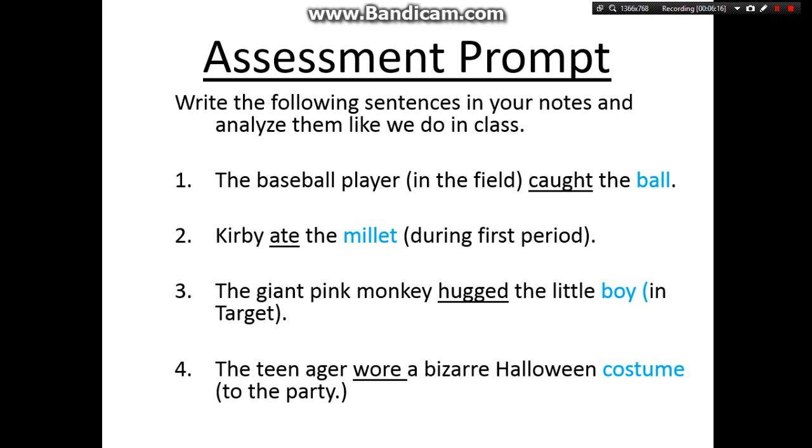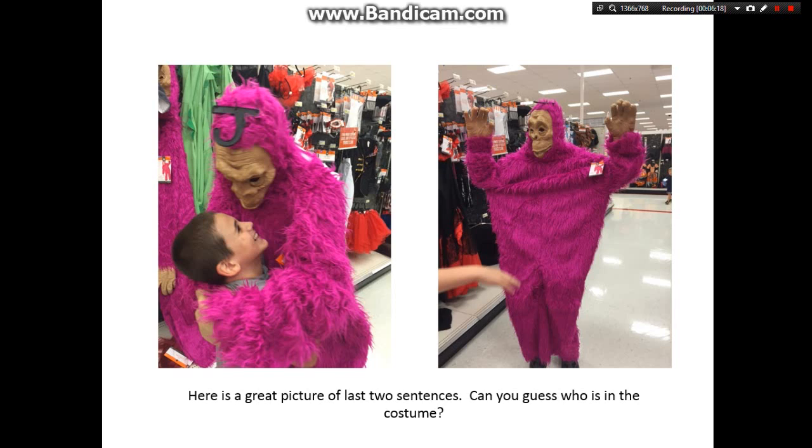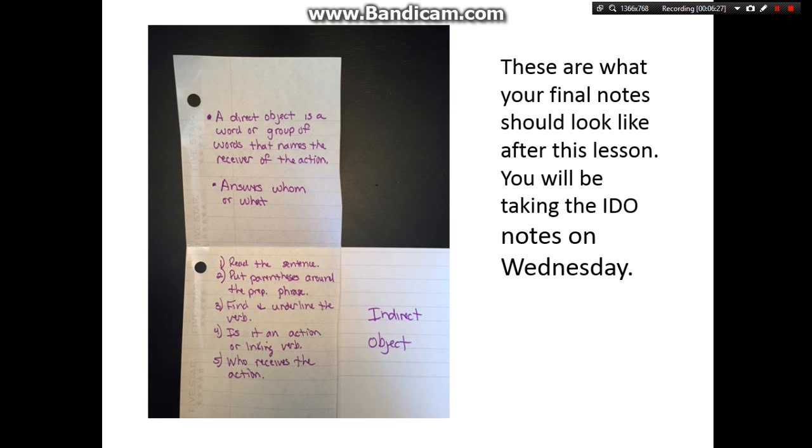And just as a reward for doing so well, here's a great picture of the last 2 sentences. And can you guess who is in the costume? These are what your final notes should look like after this lesson.